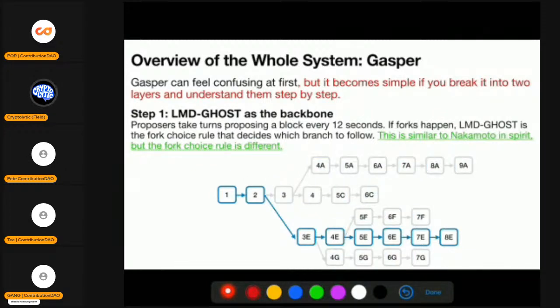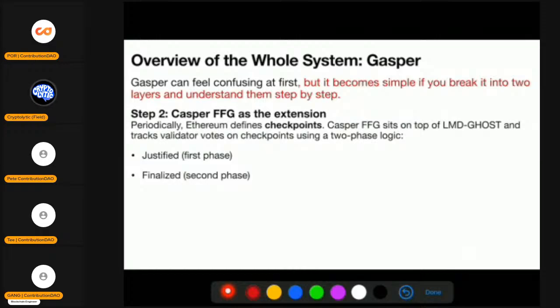But now you have a second layer, like I say again and again, like the Casper FFG on top. FFG stands for the Friendly Finality Gadget. The word gadget means that it is not itself a consensus protocol, but a tool or an extension built on top of our consensus protocol to provide finality to them.